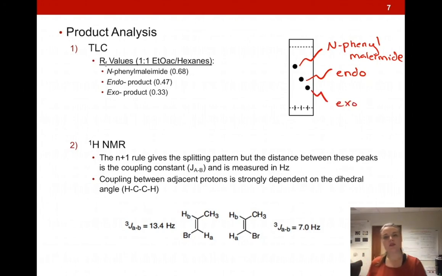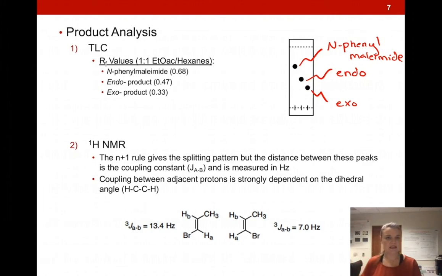And how this will be useful is you can spot against the standard N-phenylmelamine your product that you isolate. And you'll be able to see, A, did your reaction go to completion? Do you have any remaining starting material? And then you can check for the presence of one or even maybe two products.